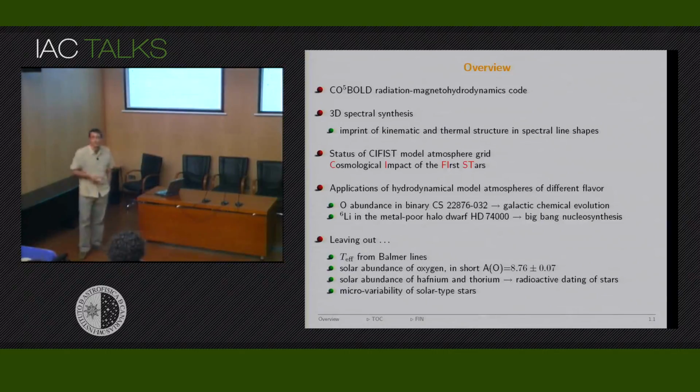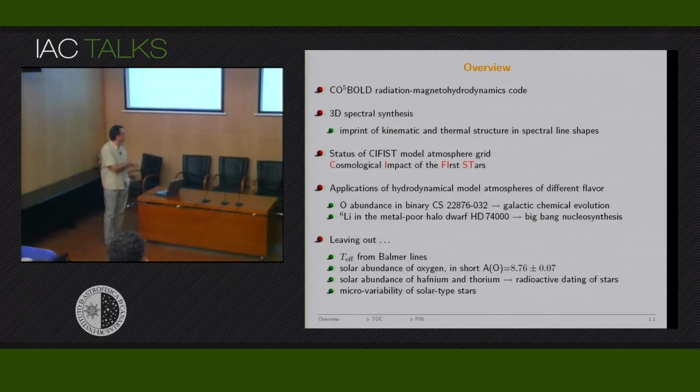And then I would like to dive in, as time permits, in a number of applications in which we have used these models. One is related to the oxygen abundance in the binary star CS22876-032. If you can't remember this number, I can't either, despite I've worked for some time on it. But what's important, it's a binary star, and it harbors the most metal-poor dwarf stars currently known. And this makes the object particularly interesting and has some implication for the overall understanding of the galactic chemical evolution.